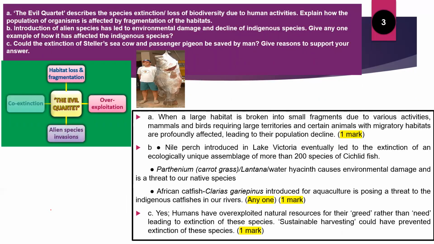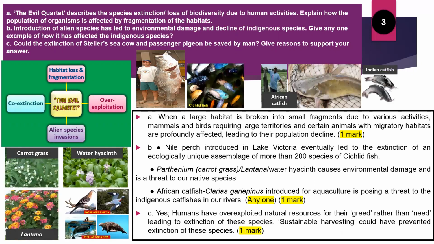Next question states, Evil Quartet describes the species extinction or loss of biodiversity due to human activities, right? Explain how the population of organisms is affected by the fragmentation of the habitat. Part A. Part B says, introduction of alien species has led to environmental damage and decline of indigenous species. Give any one example of how it has affected the indigenous species. Part C, could the extinction of Steller's sea cow and passenger pigeon be saved by man? Give reasons to support your answer.